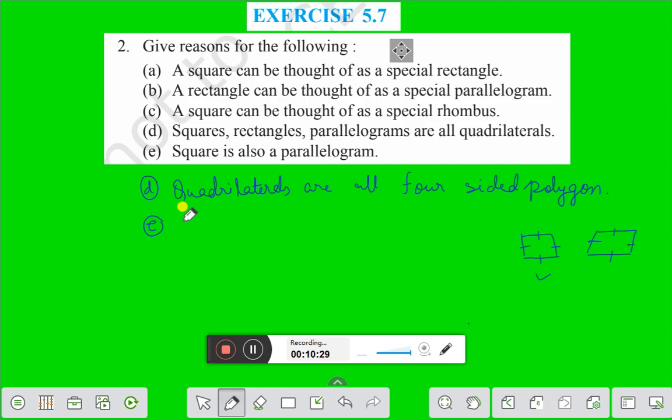The reason is opposite sides of a square are parallel and equal. Right? Opposite sides of a square are parallel and equal, therefore you can say that square is also a parallelogram, because in case of parallelogram all opposite sides are parallel and equal, and in the case of square also opposite sides are parallel and equal, therefore you can say that square is also a parallelogram.